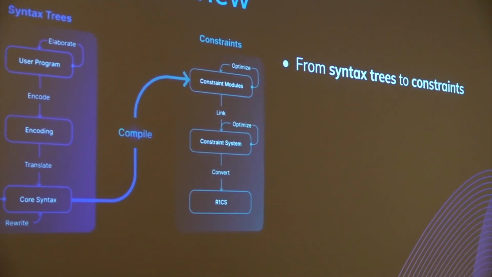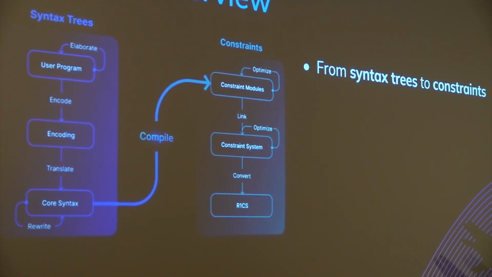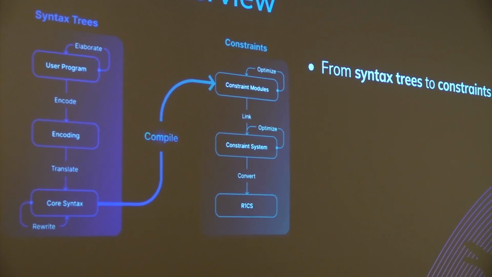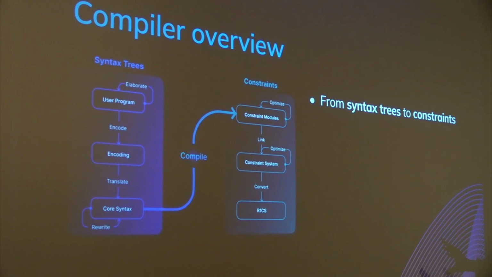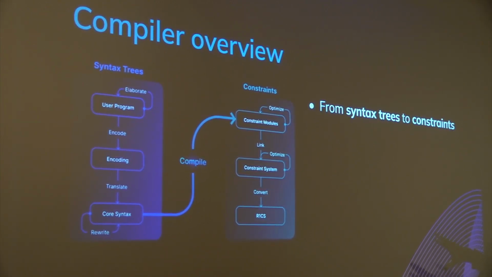Yeah. And this is the overview of our compiler. What it does is it transforms the syntax trees constructed when you are writing your Keelung program, and it goes through passes of rewriting, and after compilation it becomes a bunch of constraints, like the one you see in the previous page. So it becomes thousands of constraints, and then we will pass those constraints to optimizers so that we can reduce the size.